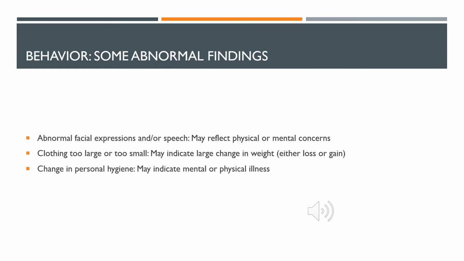Some abnormal findings for behavior that you may come across, and what they possibly could indicate. If somebody has slurred speech or abnormal facial expressions, that could reflect physical or mental concerns. That's also the case if there is a change in personal hygiene, that could indicate mental or physical concern or illness. And then if the clothing is too large or too small, that could indicate a change in his or her weight, whether that be a loss or a gain.